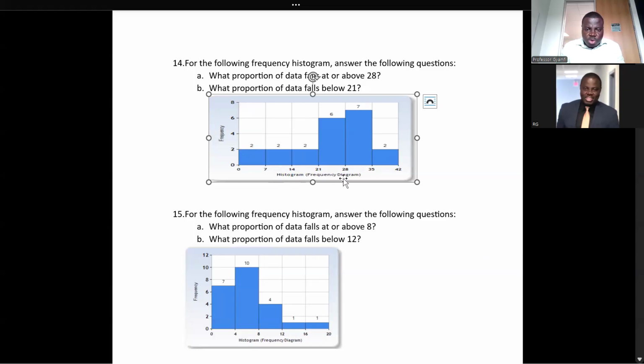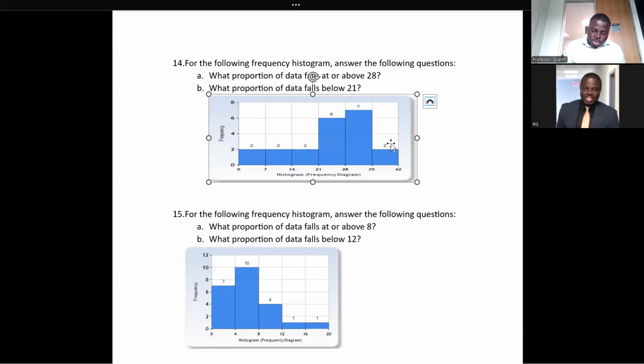Now, on the x-axis or the horizontal axis, you have the classes. And then on the y-axis or the vertical axis, you have the frequency. So you are going to look at the frequencies for each of these classes going from 28 and above. So the frequency for the class 28 to 35 is 7. The frequency for the class 35 to 42 is 2. So I have 7 and 2. 7 plus 2 is 9. So I write down my 9.